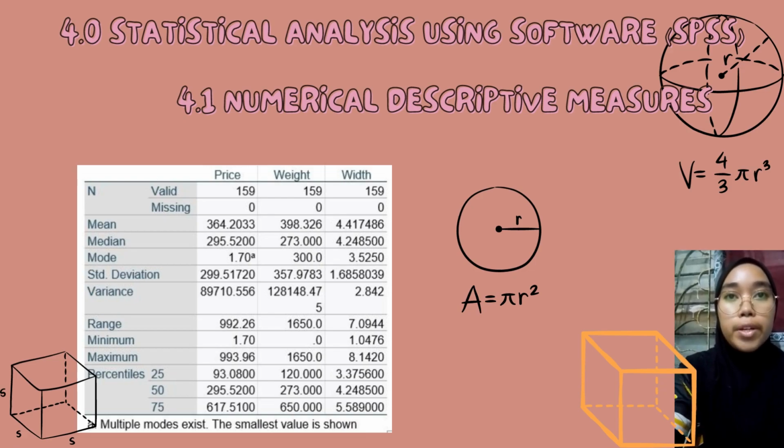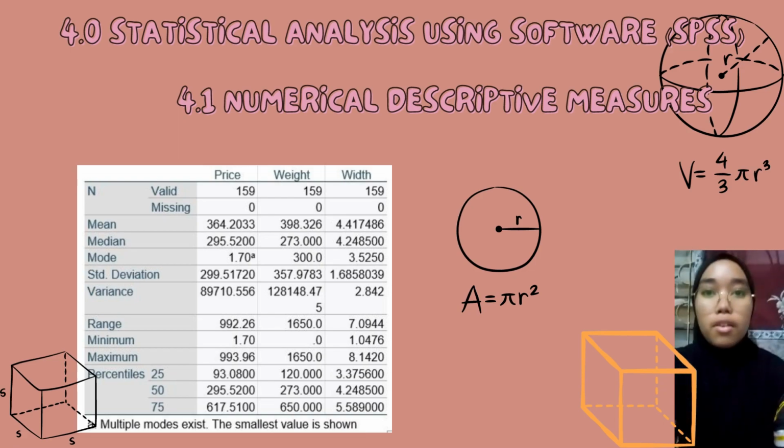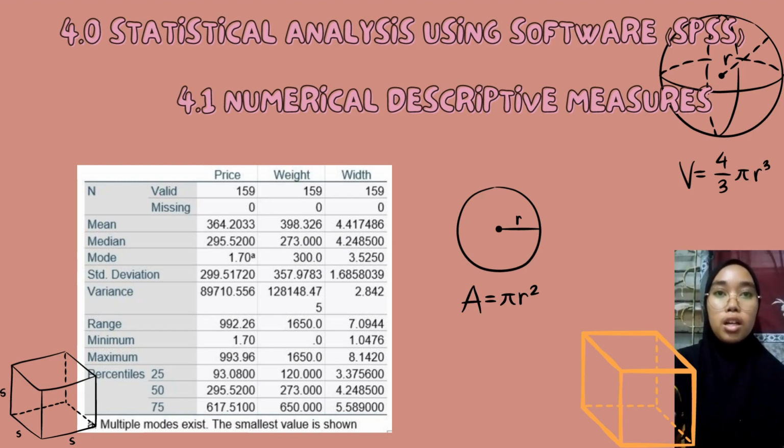There are numerical descriptive measures. For multiple modes, the smallest value is shown based on the table. We have three statistics: price, weight, and length. The count is valid for all three statistics, which is 159.